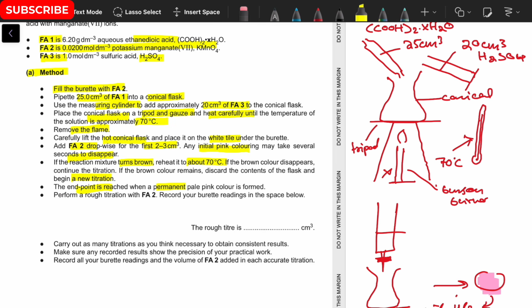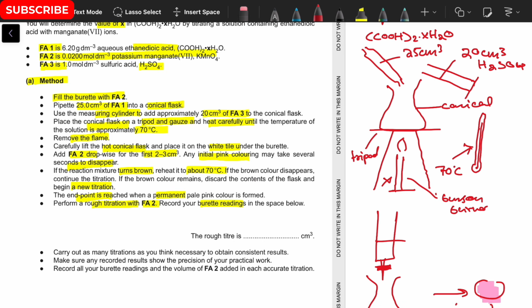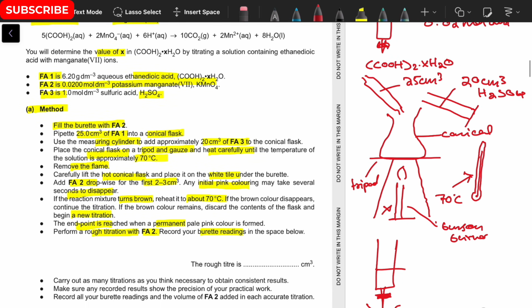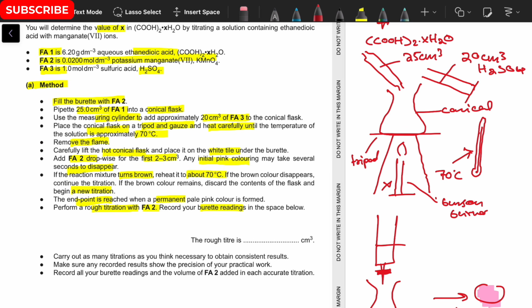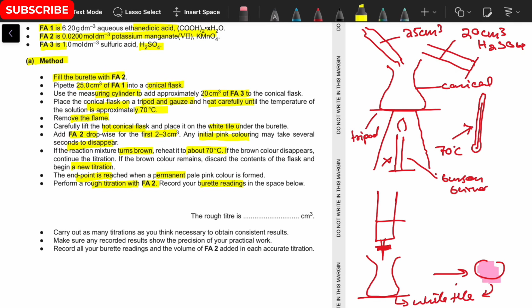And then it says to perform a rough titration with Fa2 and to record our burette readings in the space below. So this is our rough titration. We have our ethanoic acid reacting with our sulfuric acid, but also our manganate ions to produce this color change. And from that, we can determine the value of X eventually. They've told us to carry out as many titrations as we think necessary to obtain consistent results. Make sure any recorded results show the precision of your practical work. Record all your burette readings and the volumes of Fa2 added in each accurate titration.